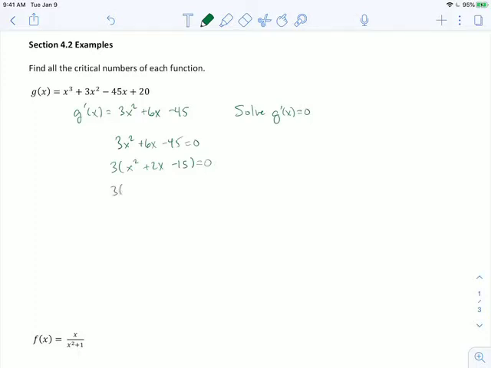And I notice that this polynomial factors as x plus 5 times x minus 3. So I know that I don't get anything from the 3. A constant can never be equal to 0. So I've got x plus 5 equals 0, x minus 3 equals 0, and so the critical points for this function are x equals negative 5 and 3.